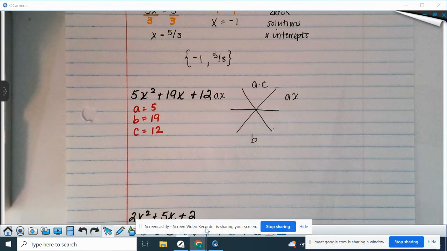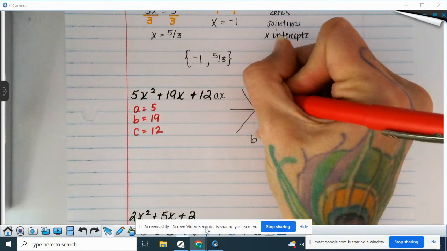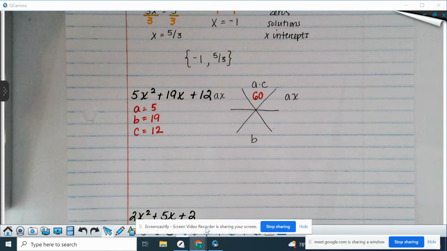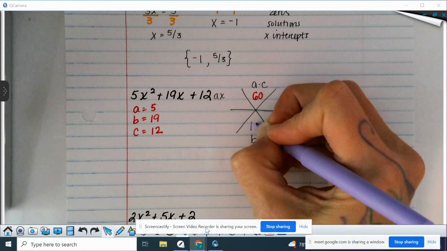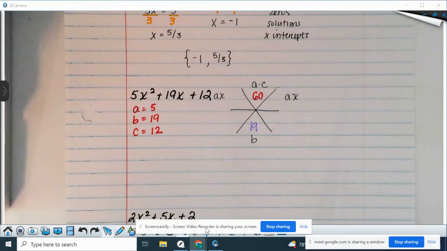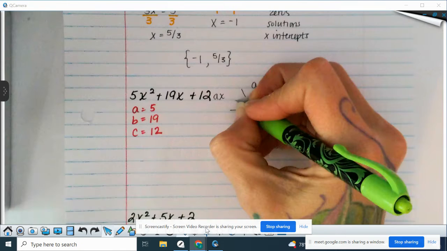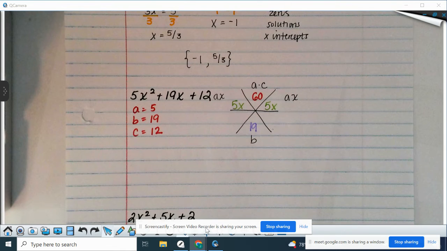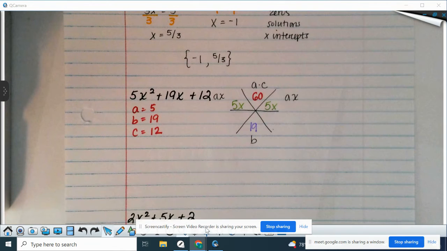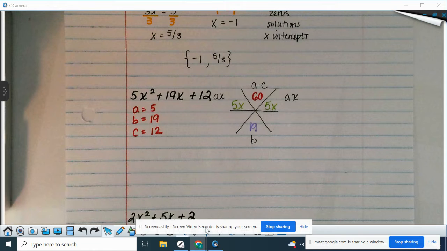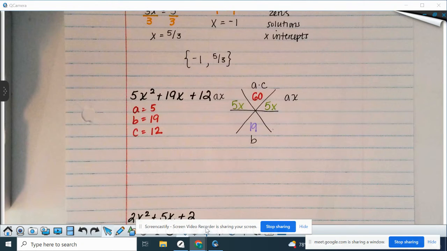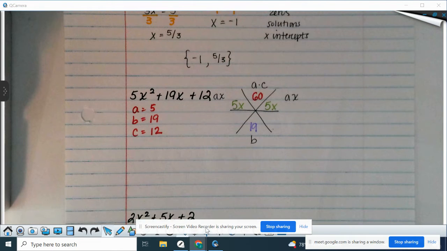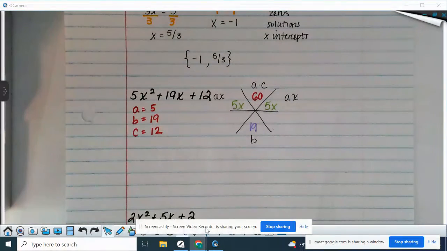So 5 times 12 is going to be 60. Our b value we said was 19. That goes to the bottom. And then a times x, which is 5x. And as I'm getting really excited, you do want to always check for GCF first. Because I have 12 and a 5, I know there's not a GCF other than 1. And 1 doesn't really help us because 1 times anything is the same number. So it's not really going to make any difference. We still are going to have a 5, a 19, and a 12. But you do want to check for GCF first.